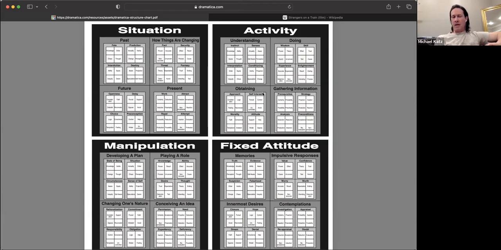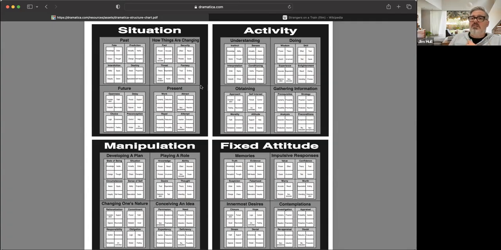And then the relationship is manipulation, between how Bruno is trying to manipulate Guy. So for me, I guess that would be the way I'd work it. Okay. So Michael's was main character, situation, objective story, activity. So then the relationship would be in manipulation, and the influence character would then be in fixed attitude.